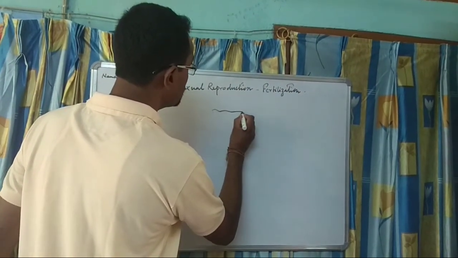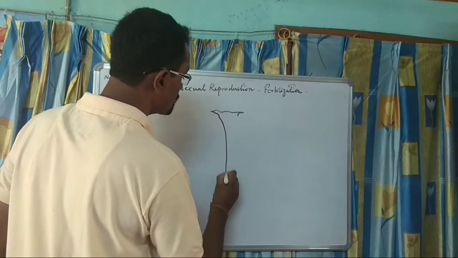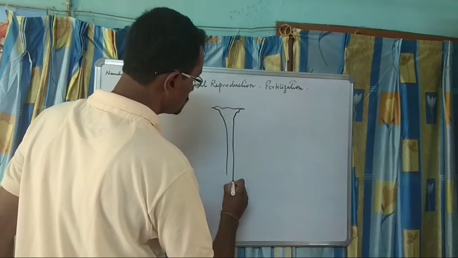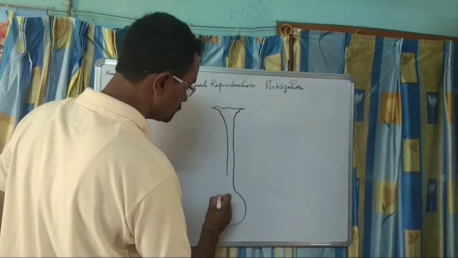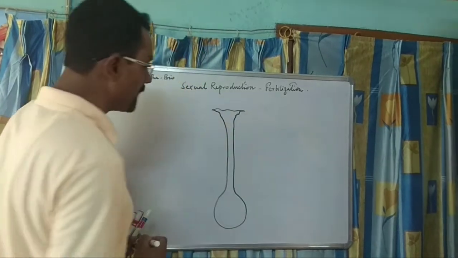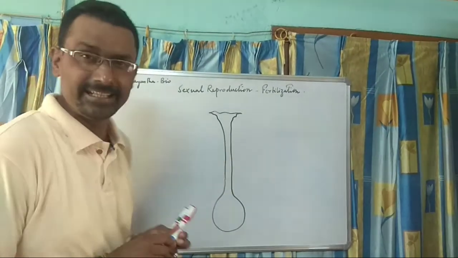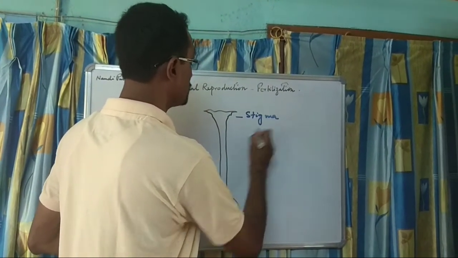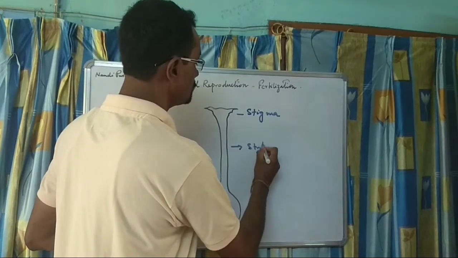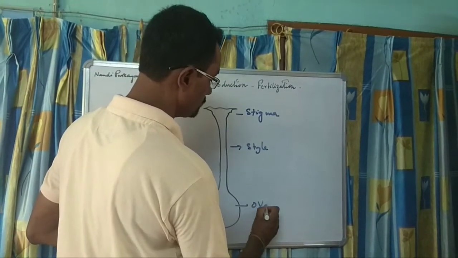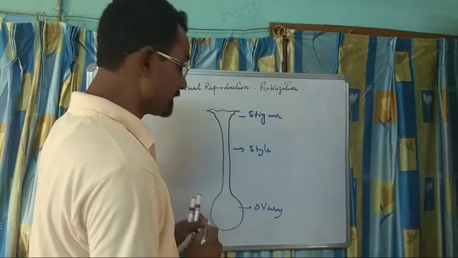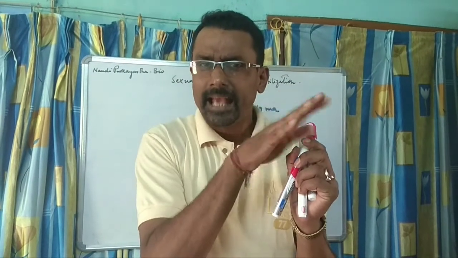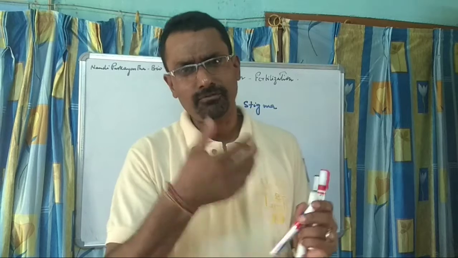This is the gynoecium, the carpel. The carpel, as I told you, has how many parts? It has three parts. This is called stigma, style, and this one is the ovary. Stigma is sticky in nature. It helps in collecting and keeping the pollen grain that has fallen over there.